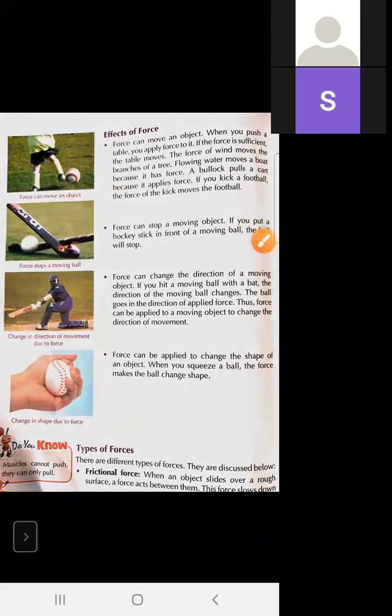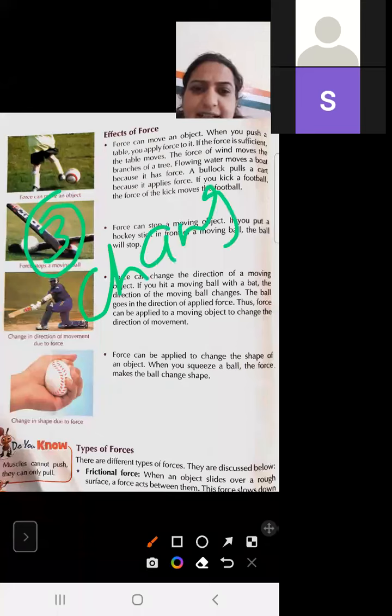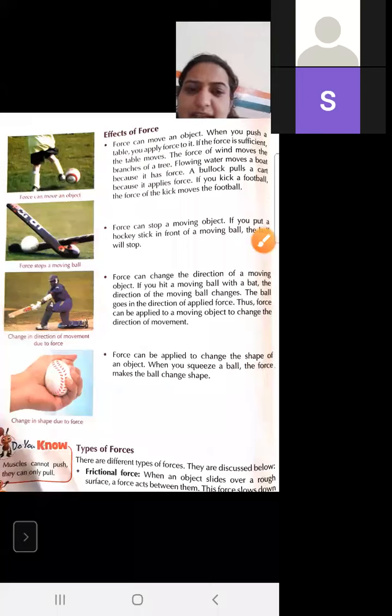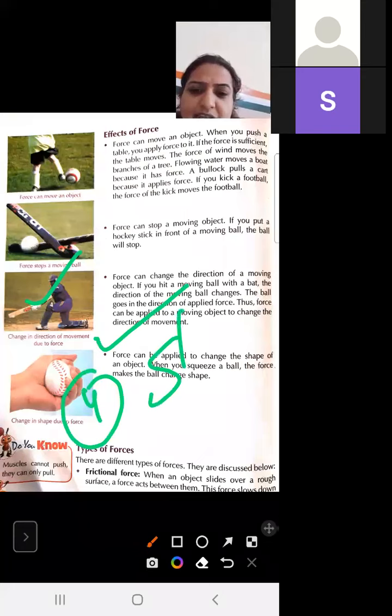Next, the third effect is change in direction. So how is direction changing? Direction is changing due to force. If the batman hits the ball, the direction of the ball changes. It is due to force. And next, the fourth effect is change in shape. Shape is changing due to force.